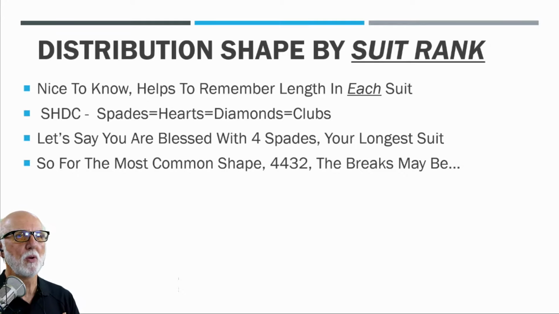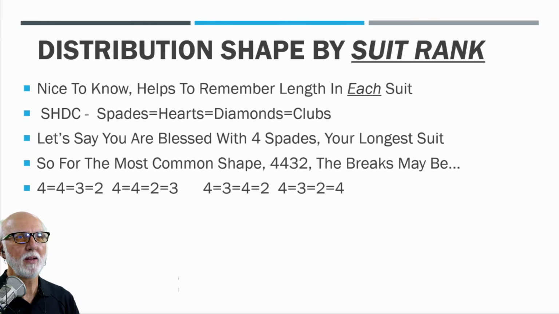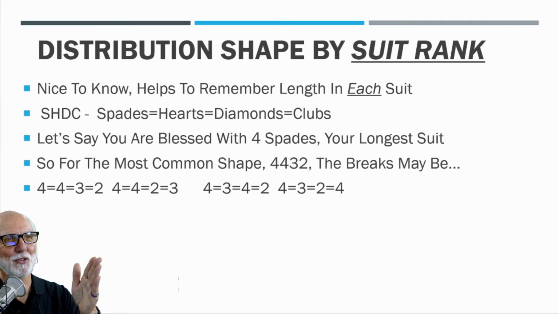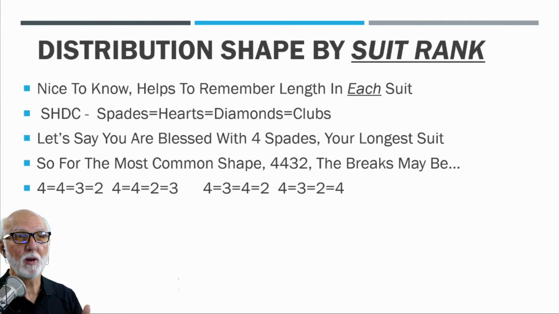And so for the most common shape, we mentioned it's a 4-4-3-2, but that doesn't mean that it's always going to be 4 spades, 4 hearts, 3 diamonds, and 2 clubs, does it? So let's take a look at what it can be. Well, here's half of them. You could have the 4 spades, 4 hearts, 3 diamonds, 2 clubs, or you could be 4-4 in the majors. Or it could be the third one over, a 4-3-4-2. Or the last one, can you tell me what that is? 4 spades, 3 hearts, 2 diamonds, 4 clubs.